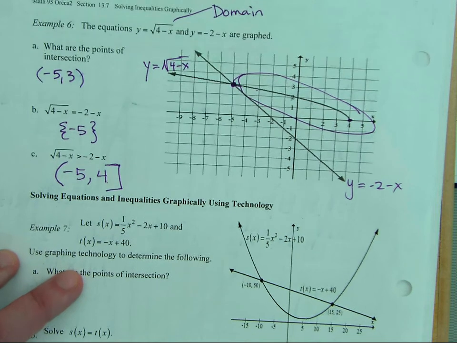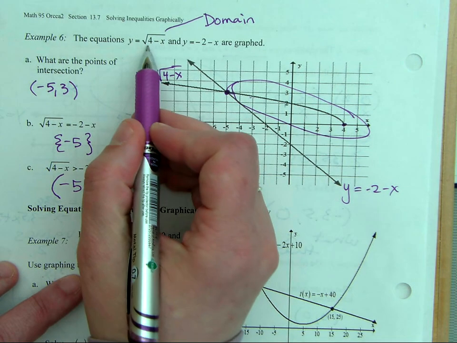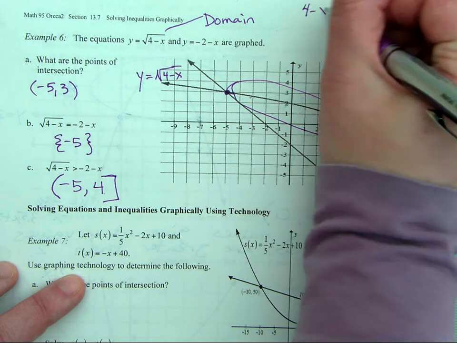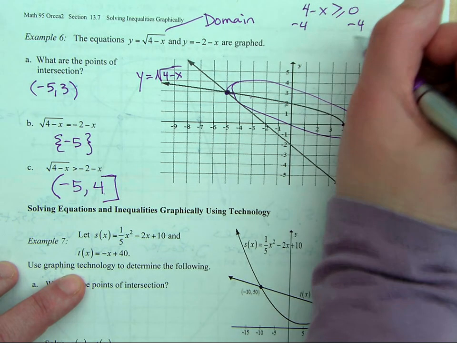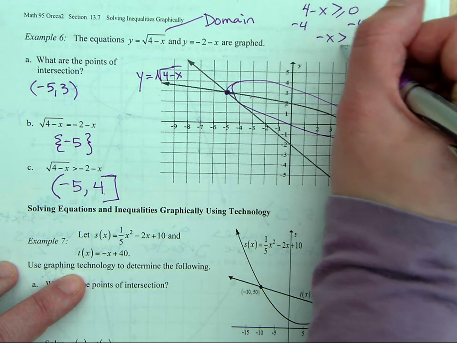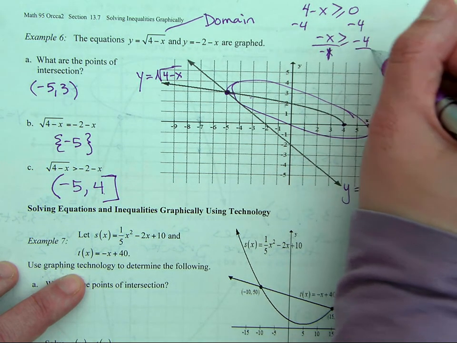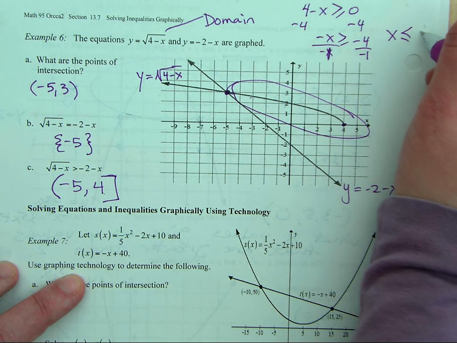You can see it on the graph, right? And you would solve, when is this greater than or equal to 0? So if you go 4 minus x, when is that greater than or equal to 0? Minus 4, negative x is greater than or equal to negative 4. Divide by negative 1, sorry. And you get x is less than or equal to 4.